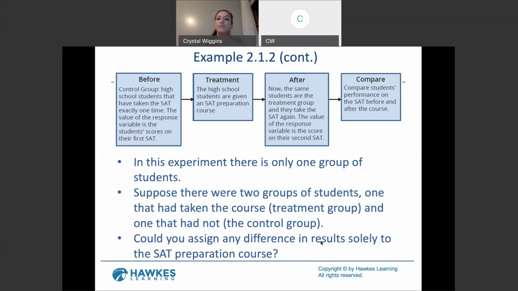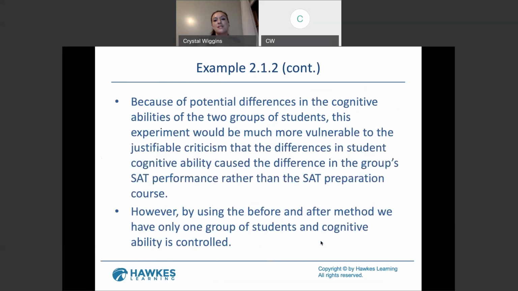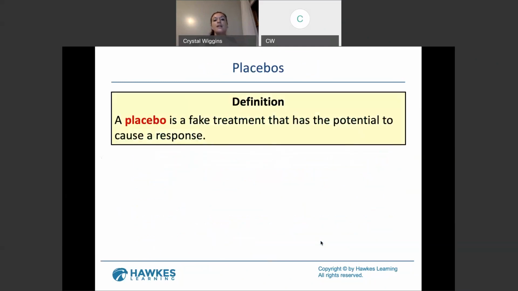And repeating this experiment over and over again with new groups will definitely help to kick out any of those leftover confounding variables that you need to neutralize. So, because of the potential differences in the cognitive abilities of the two groups, as I was saying, it's important to compare a person against themselves. Now, a placebo is a fake treatment that has the potential to cause a response.